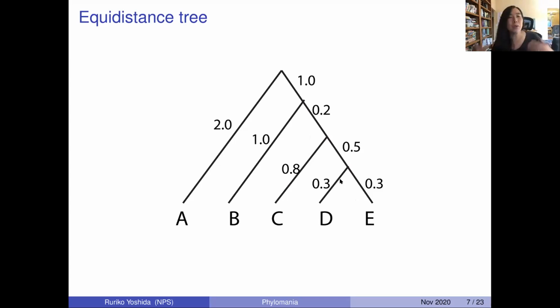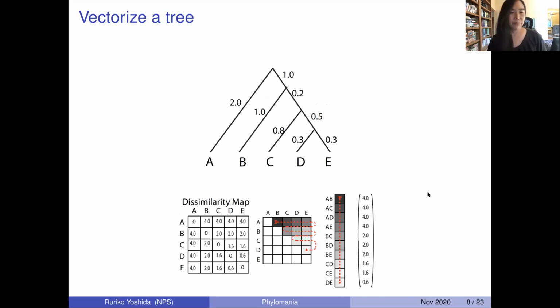Actually, one way to say this assumption is not too bad is that if you think about the coalescent model, it's basically the same assumption. So I assume that we have a multi-species coalescent model.